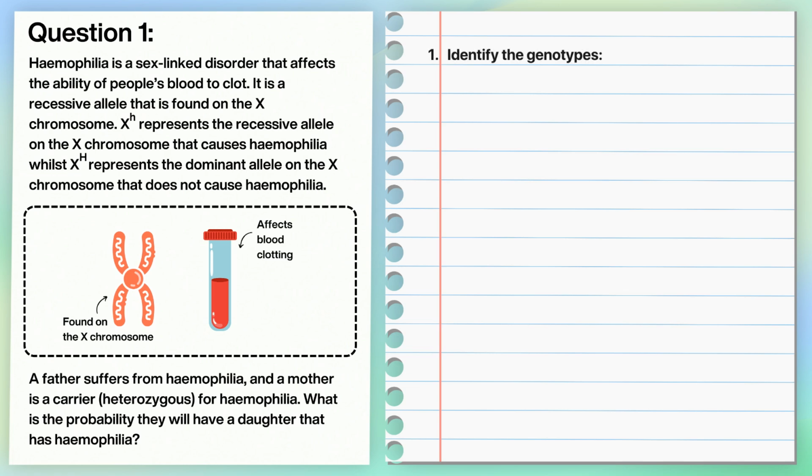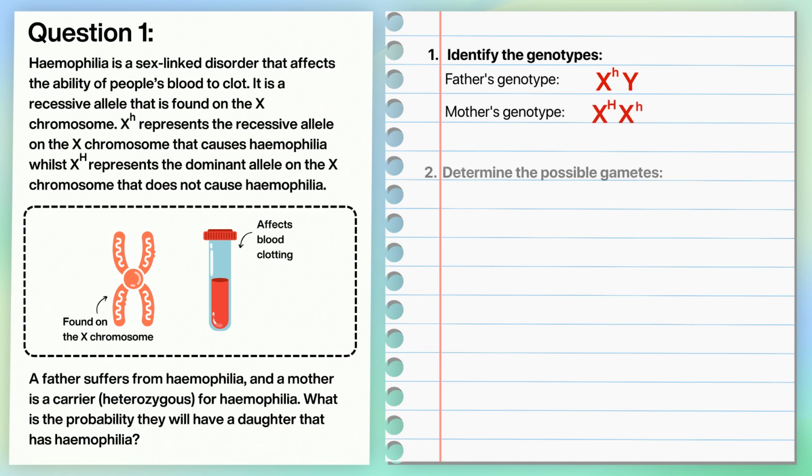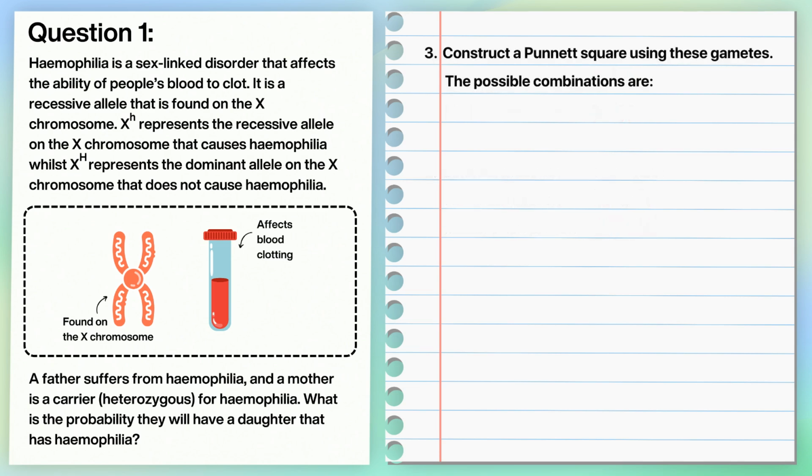Firstly, identify the genotypes. The father is affected by haemophilia, so his genotype is XhY, whilst the mother is a carrier of haemophilia, so has the genotype XHXh. Secondly, determine the possible gametes. The father can pass on the Xh or Y chromosomes, whilst the mother can pass on the XH or Xh chromosome. Next, construct a Punnett square using these gametes.